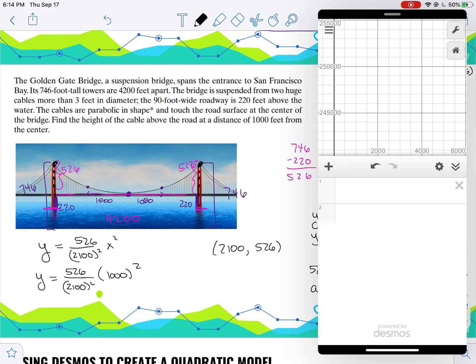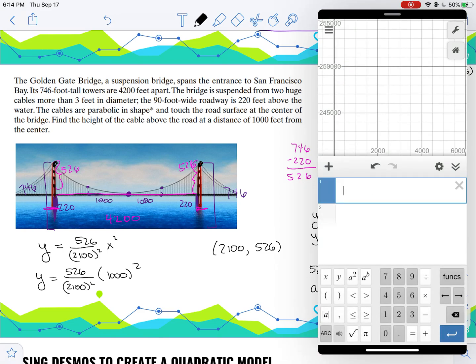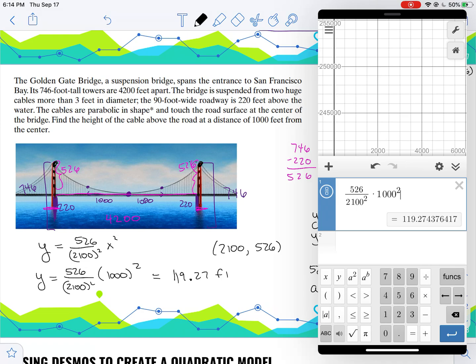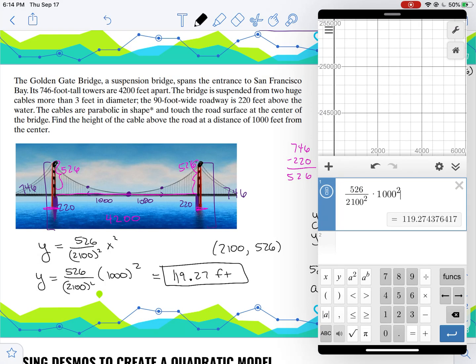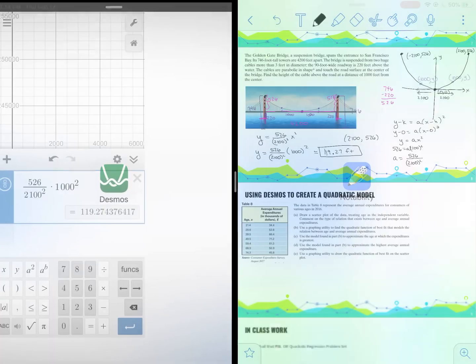Now I'm going to use Desmos. So I'm going to pull up Desmos. And so let's do 526 divided by 2,100 squared, and then times 1,000 squared. And then it looks like the height of the cable at that point is going to be 119.27 feet. And so that's one way of thinking through that problem.